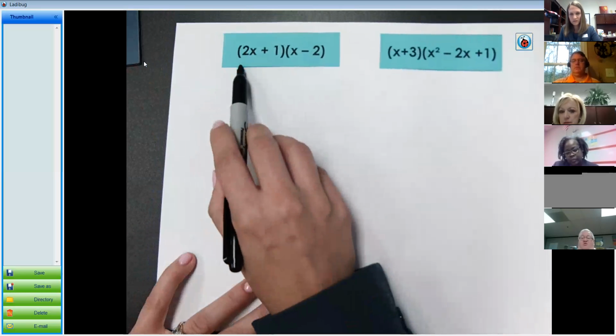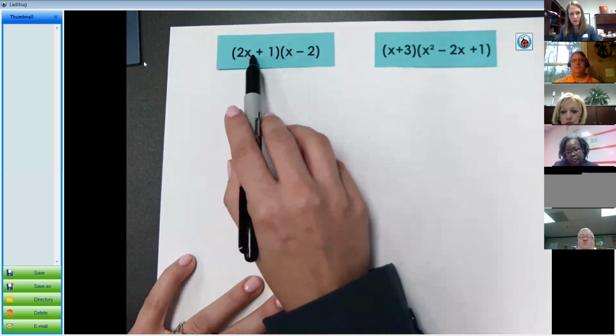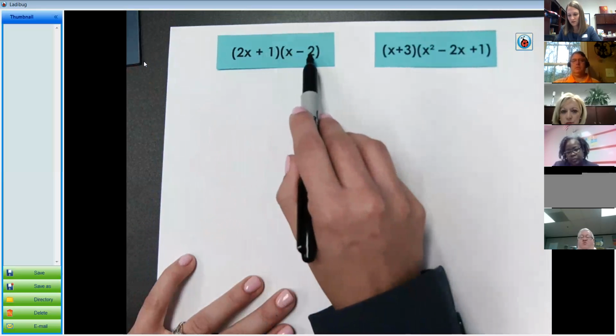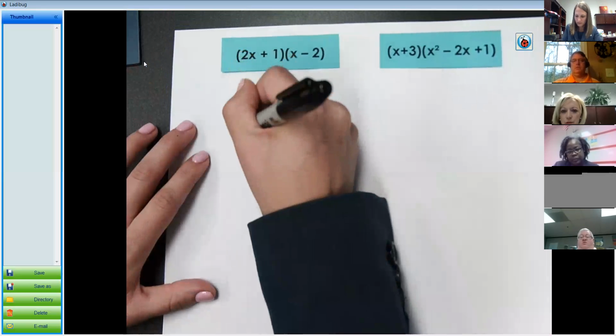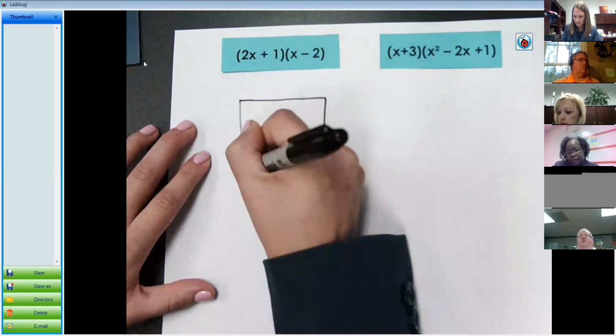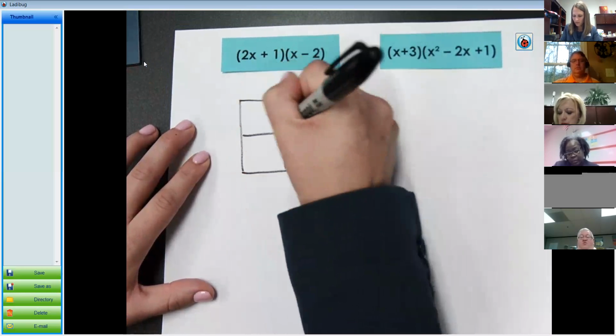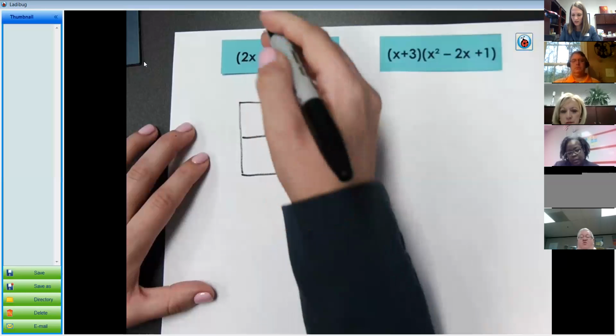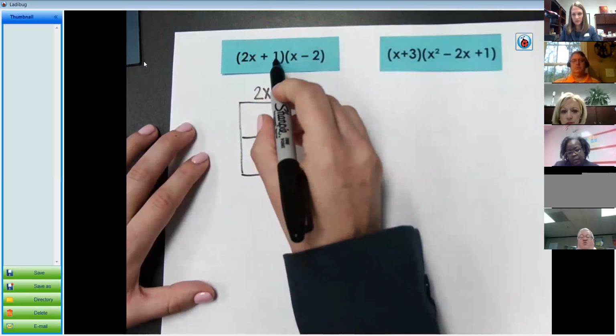So what do I see? I still see 2 terms here, a binomial, by 2 more terms here, another binomial. So I'm gonna build my visual off of that. I've got 2x, another term is plus 1.